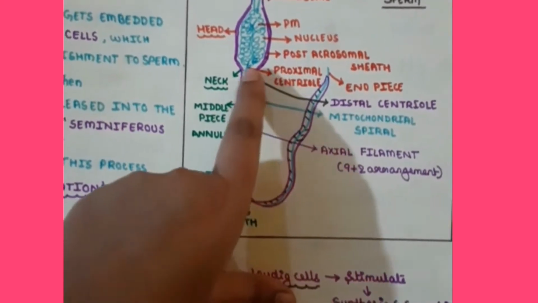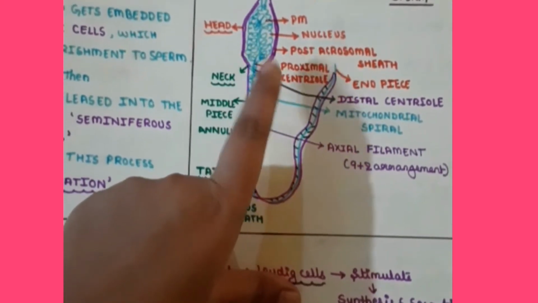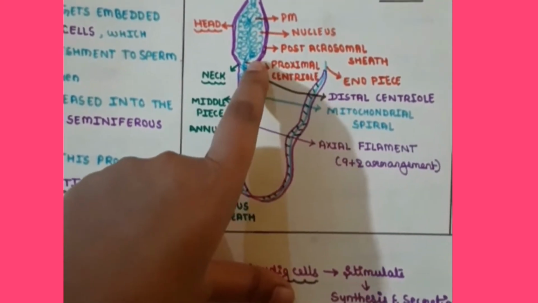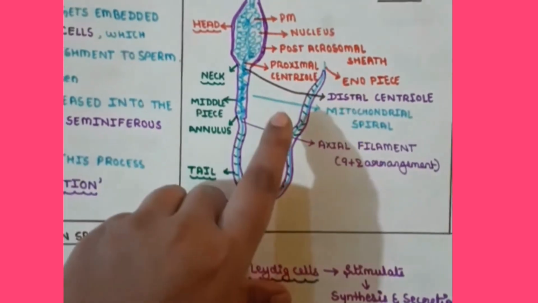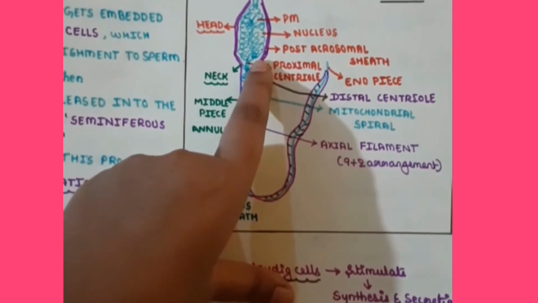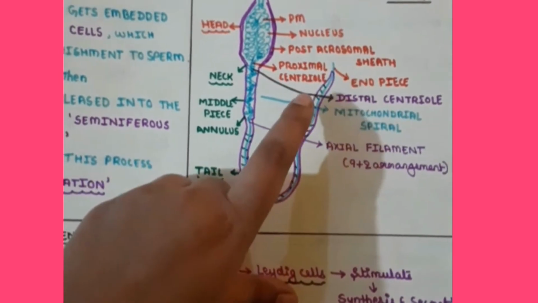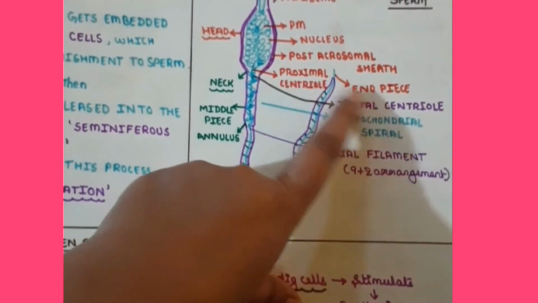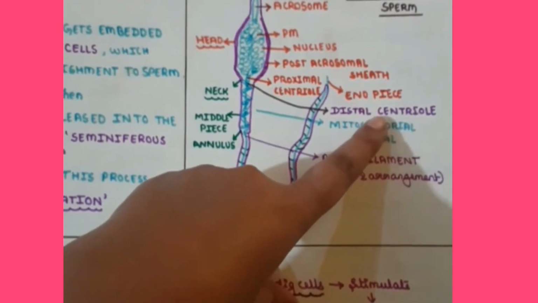And the neck region is very short. This region is between the head and the middle piece. It consists of the proximal centriole and the distal centriole. You can see here the proximal and the distal centriole it is composed of.